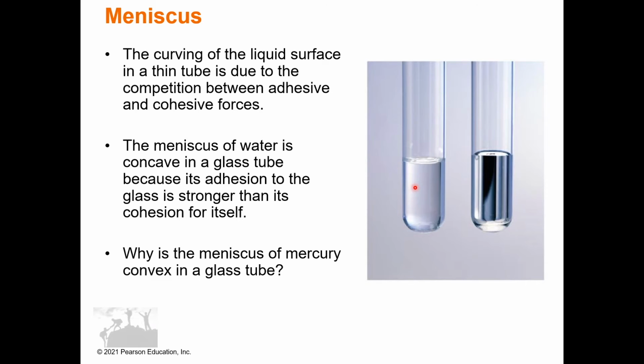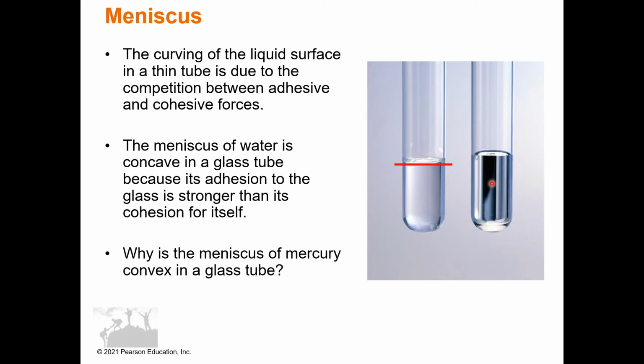So here on the left-hand side, we have water inside a glass test tube. And it's a little bit hard to see here, but the meniscus is concave. And that is because the water has a stronger attraction to the glass tube than to itself. So again, here, the adhesive forces are stronger than the cohesive forces. So that's why we have a concave meniscus, and we always read the meniscus at the curve. So the curve is at the bottom here.